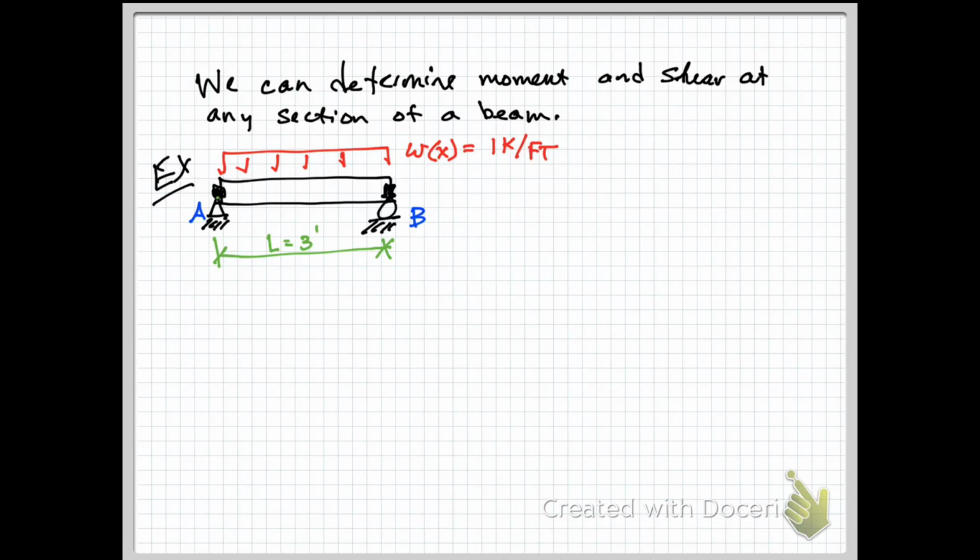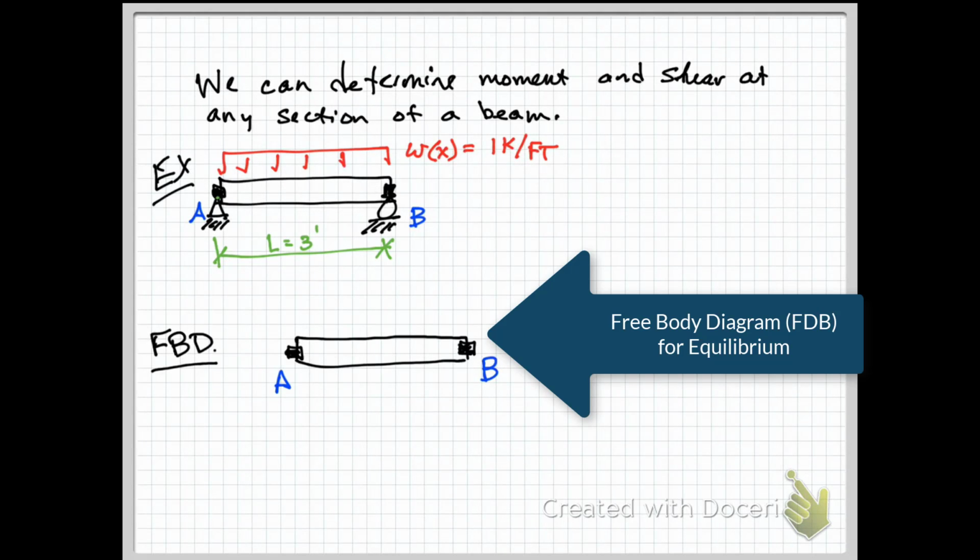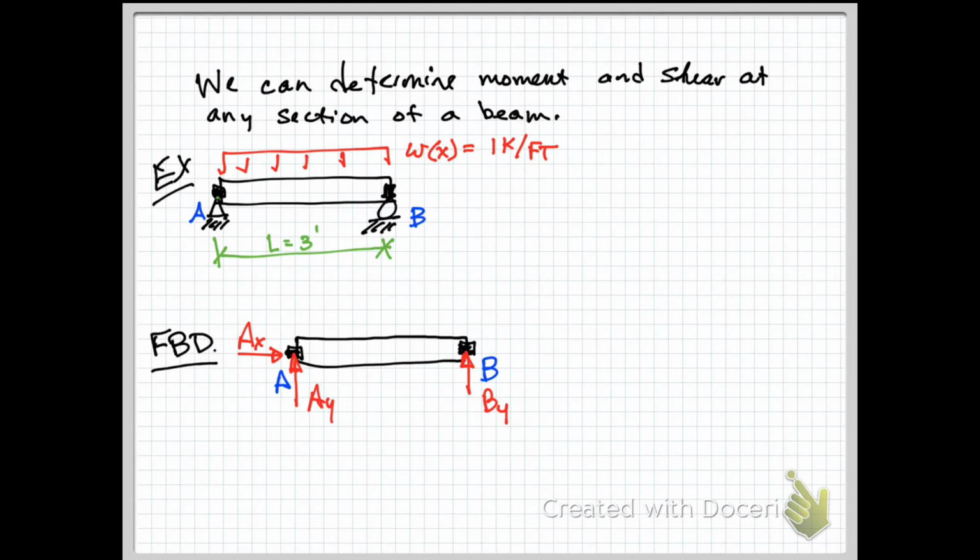We have a simply supported beam with two nodes, its length 3 feet, and I've put a uniform distributed load, W of X, and that's 1 kip per foot. We have our beam with nodes A and B. We can replace our end conditions with AX, AY, and BY as shown, and provide the global coordinate system. And we have our external load, W as a function of X, equals 1 kip per foot. When we do equilibrium with a distributed load, we can find our equivalent load.